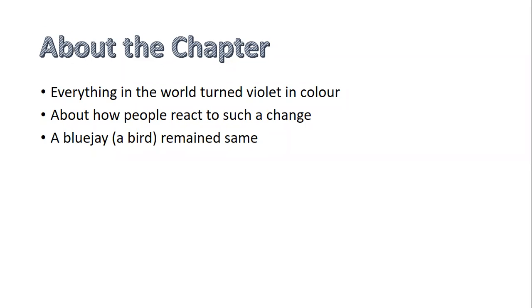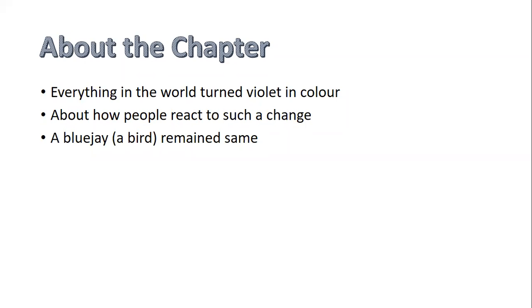You have never seen that everything becomes the same color, right? So it is a very odd situation that the whole world turns violet, and the chapter is about how people react to such a change in the world. All the animals, all the people, all the trees, the skin of people, the food, everything turns violet.